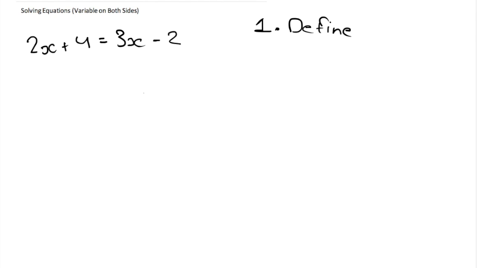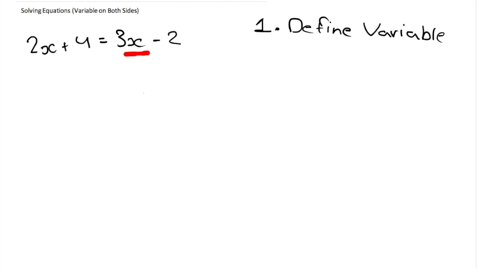But first of all, let's think of an equation. I'll say 2x plus 4 is equal to 3x minus 2. Here we have a simple equation, but to solve it, you need to remember a few quick things. The first thing you need to do when solving an equation is to define the variable. This basically means to figure out what you're trying to isolate in the equation. In this equation, we're trying to isolate for x, as it is the variable.